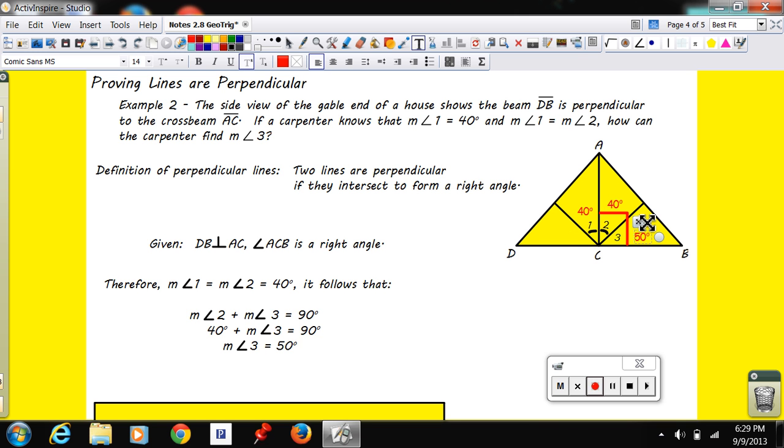So 40 and 50 add up to 90. We knew these two together made a 90-degree angle because it said perpendicular. When you see perpendicular, you know you're going to have 90-degree angles. So two lines that intersect to form a right angle would be perpendicular.